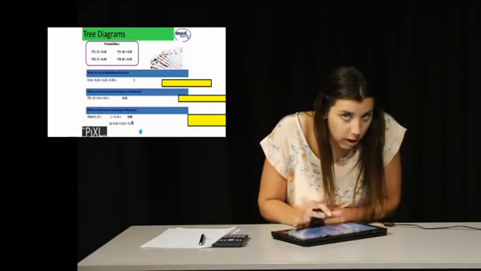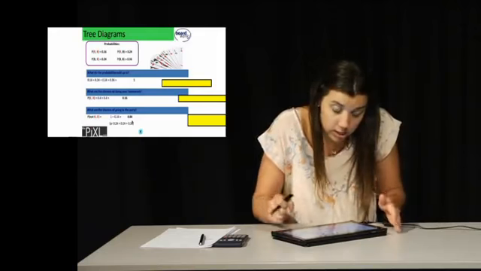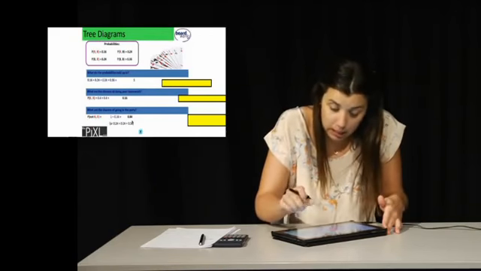That's an example of a tree diagram where you are replacing. You had the 15 cards, you picked it up and had a look and put it back in.